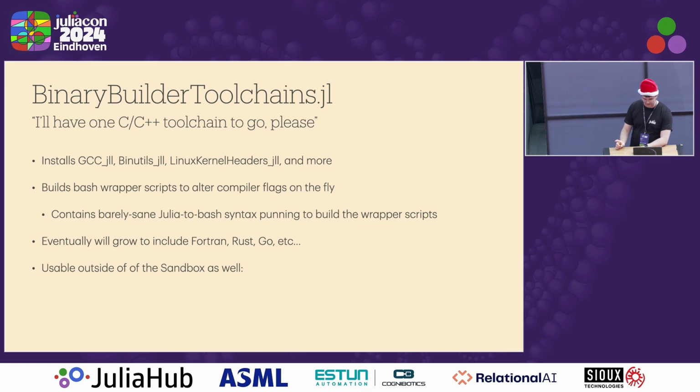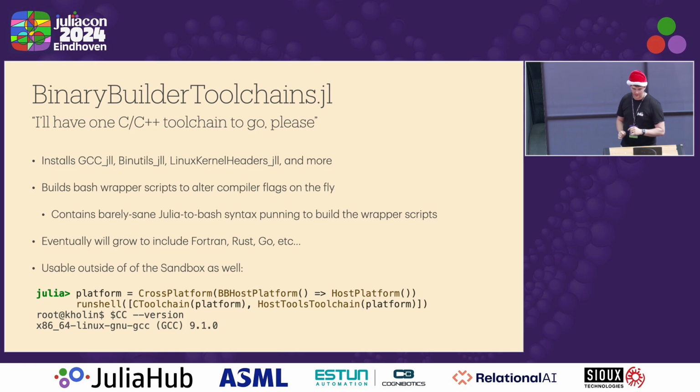The coolest part about this is that it's usable outside of the sandbox as well. So you can run this code, create a platform that goes from your host platform to your host platform, and then say run shell with a C toolchain and a host tools toolchain. Host tools toolchain is the thing that has make, awk, grep, that kind of stuff. And then you can just say cc, and it will have defined an environment variable that points to the wrapper scripts that it generated, and you can just use it.